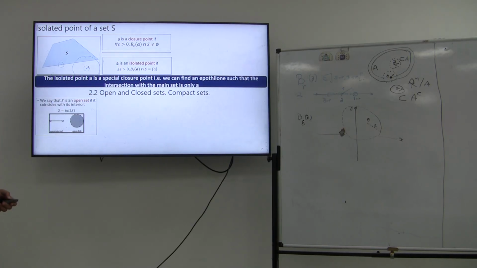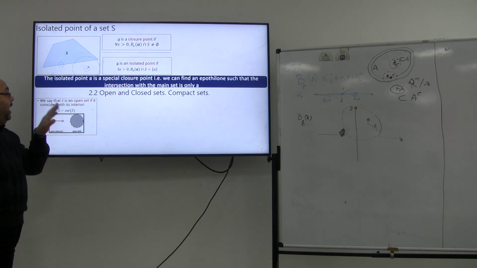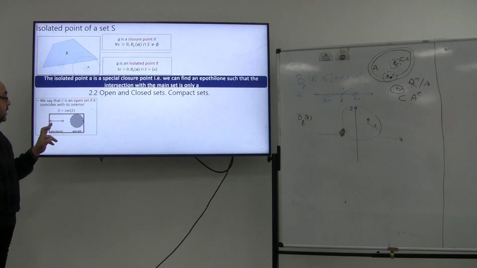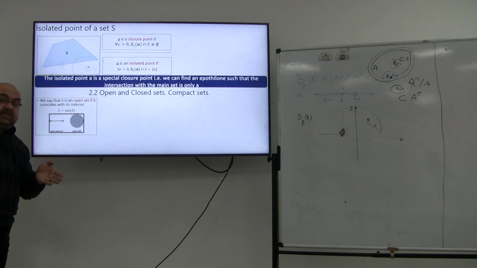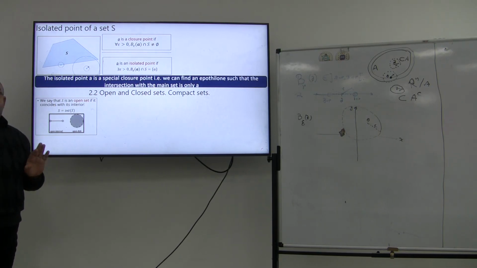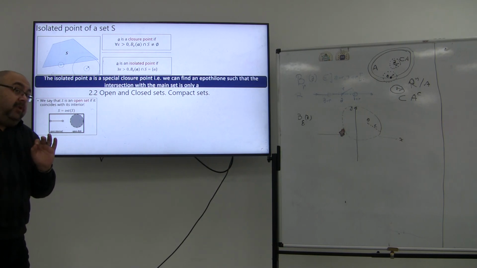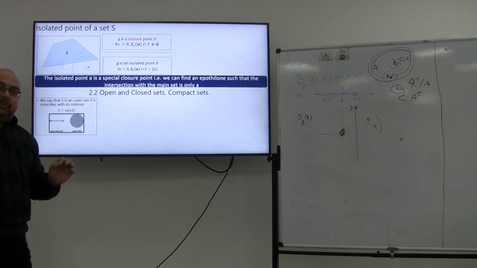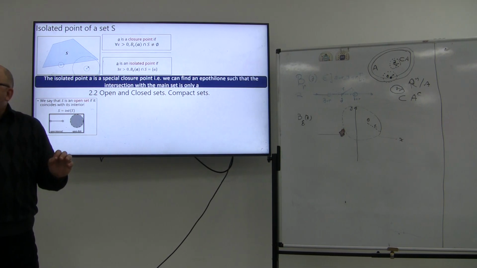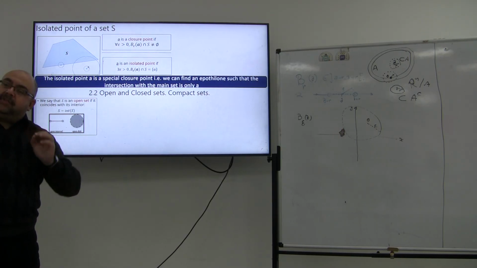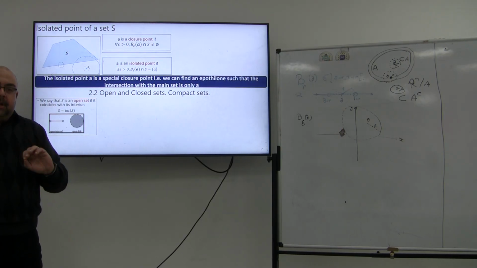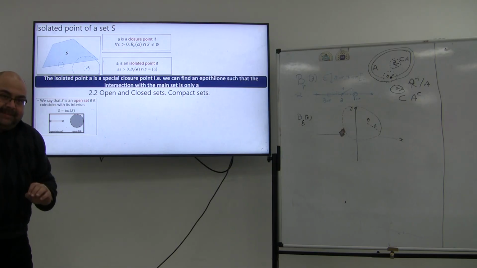Open and closed sets and compact sets. The three definitions are really very important. I'm talking about the open set, the closed set, the compact set. So I'm not talking about a classification of a point, whether it is an interior point, exterior point, closure point, or boundary point. I'm moving to another thing. I'm talking now about the definition of a set.